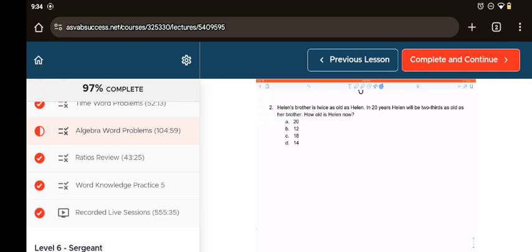So it says, remember, we're breaking down each question word by word. Helen's brother, B, is (equal sign) twice as old as Helen. So twice is 2 times, 2H, 2 times Helen. Okay, we got our first equation done. Let's look at the second one.